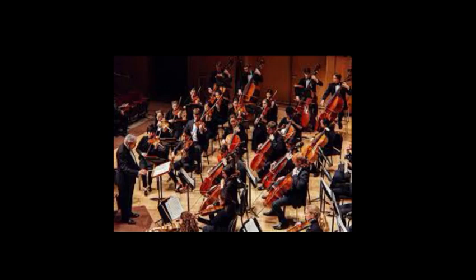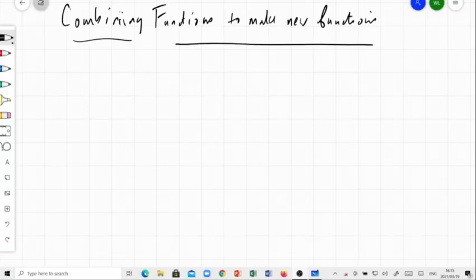This is part 4 of the preliminary lectures. In this part, we shall combine functions into new functions in the same way that many musical instruments combine to produce a symphony. Combining functions to make new functions.